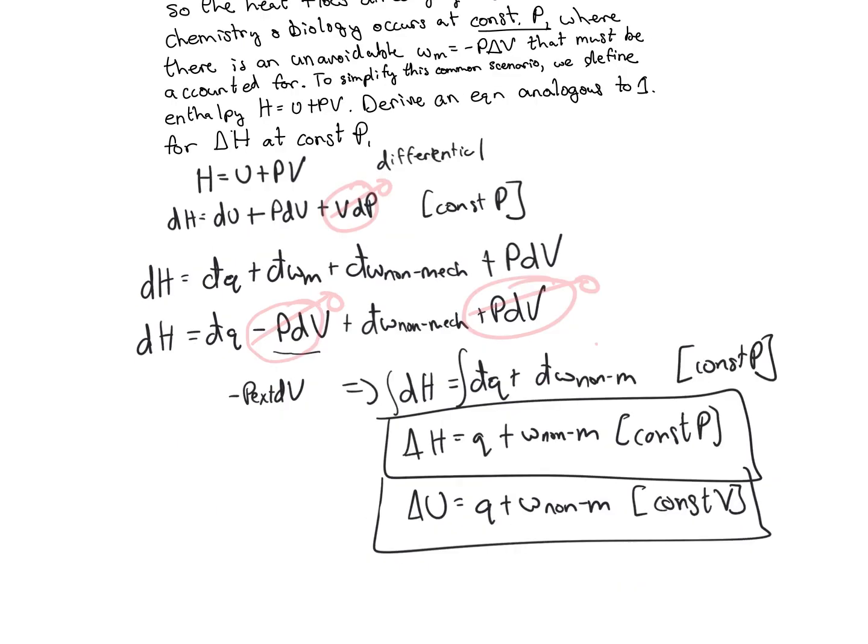Okay, so this analogy really works quite well. At constant volume, delta U is equal to Q plus work non-mechanical. So we can easily figure out changes in energy by either measuring the flow of heat or by doing some work on our system. We can do the exact same thing at constant pressure by switching from energy to enthalpy. So we'll show how that works in terms of heat capacities next.